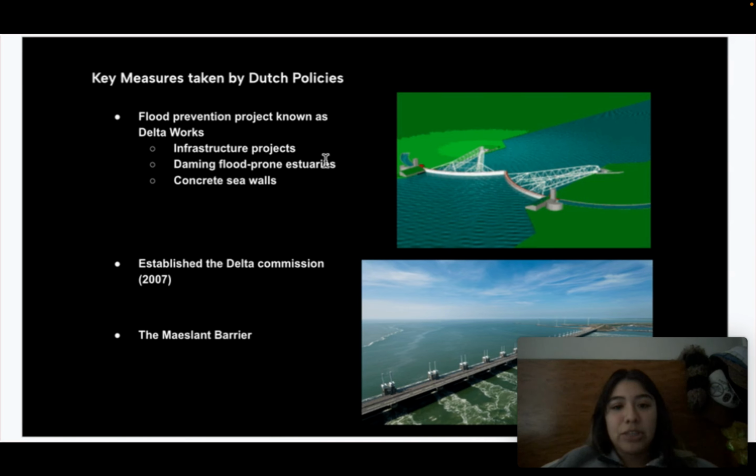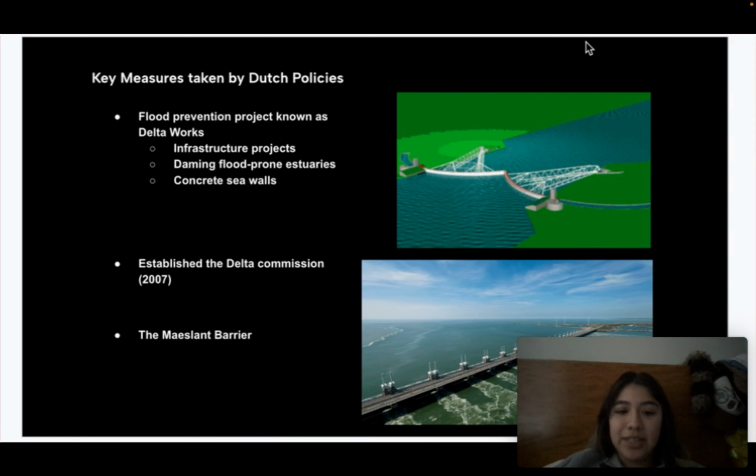And so infrastructure projects were created, damming flood-prone estuaries occurred, and concrete seawalls. And these pictures right here are going to be the barriers, like the Maeslant barrier. And I included this GIF to kind of show how the barriers work so we can get a better understanding.